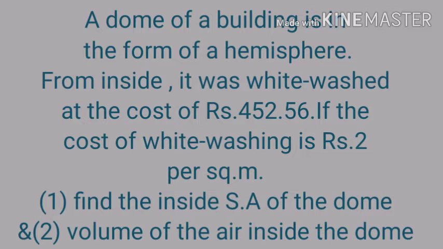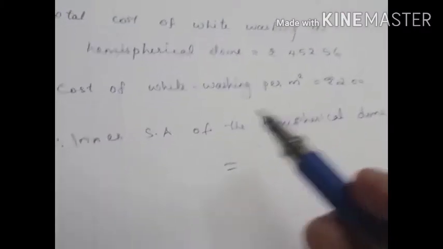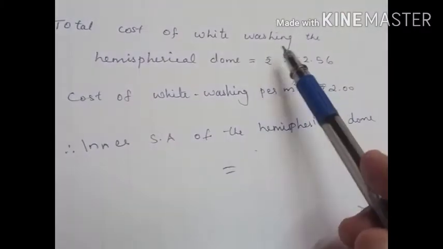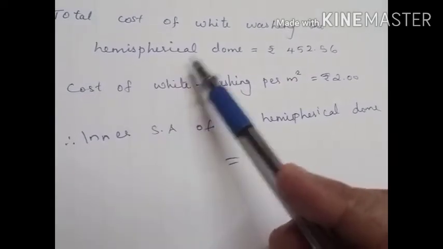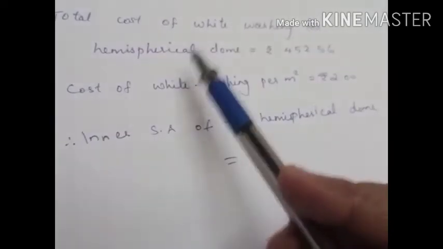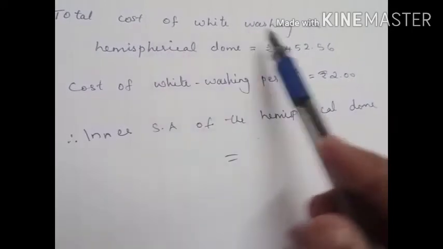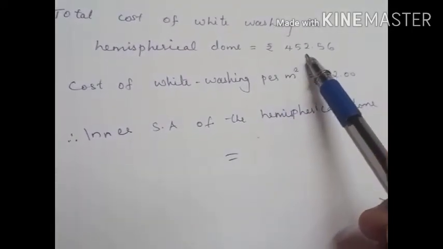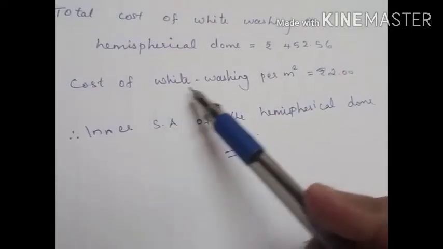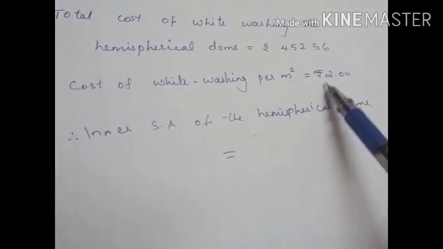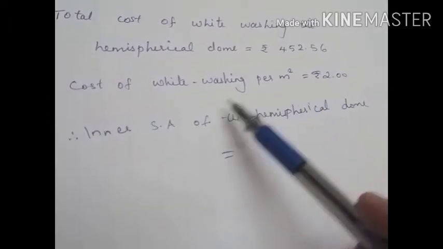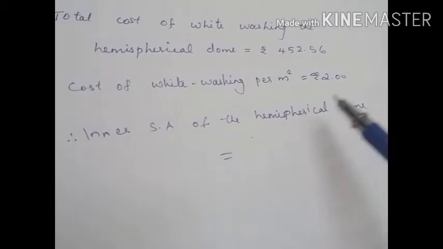That means we have to find the inner surface area of the hemisphere and the inner volume of the hemisphere. In this question it is given that the total cost of whitewashing the inner hemispherical dome is rupees 452.56. The cost of whitewashing per square meter is 2 rupees. Then we can find the inner surface area of the hemispherical dome.